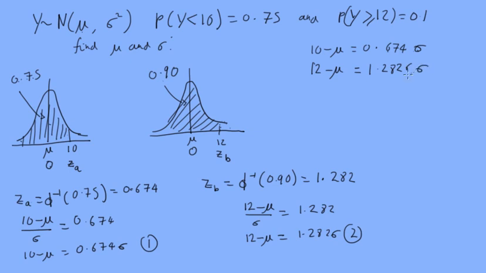So 1.282 sigma. So that's going to give us, if we sort this out, we'll get 2 equals 0.608 sigma. So sigma is going to come out at 3.29. Plugging that back into one of the first equations here, one of those two, mu will be 7.78. So I hope that helps.